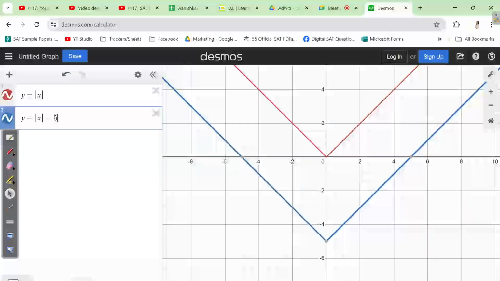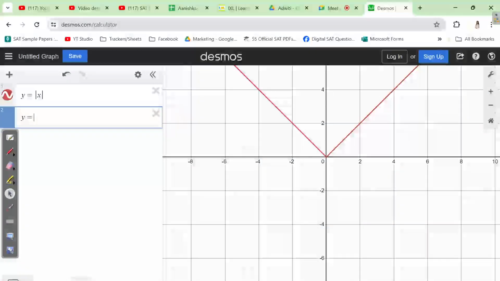Okay, and now what should I do to shift it right side by 5 units? Now I want the same graph but here. So this is called the vertex of the absolute value function graph. I want the vertex to be here. You got the point.